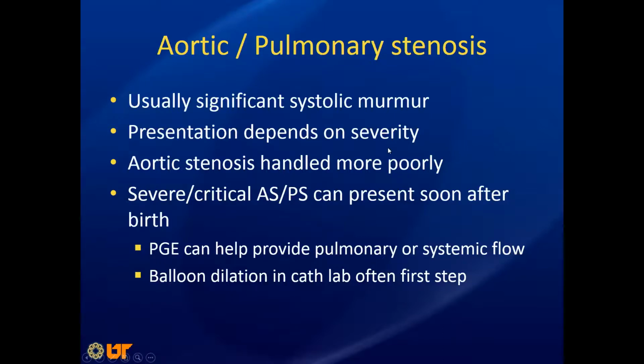Balloon dilation in the cath lab is often the first step for these. So this is another instance where they may or may not need surgery. And they basically put a balloon in that valve, inflate it, and kind of create a controlled tear, and then deflate the balloon and take it out. And that often relieves at least enough of that stenosis that they do okay. Sometimes that can be a one and done procedure too. So sometimes they may or may not ever need anything else done the rest of their life.